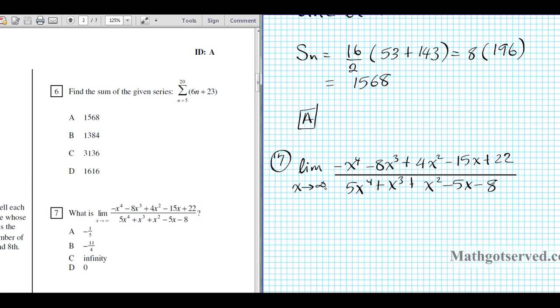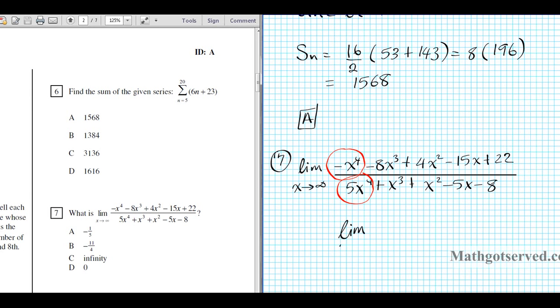Now since this is a limit involving infinity, we can observe the weights. In this case, we have equal weights because the degree of the numerator is 4 and the degree of the denominator is 4 also. So since they have equal degrees, all we're going to do is extract those two and divide them, and then that will tell us what the limit is.